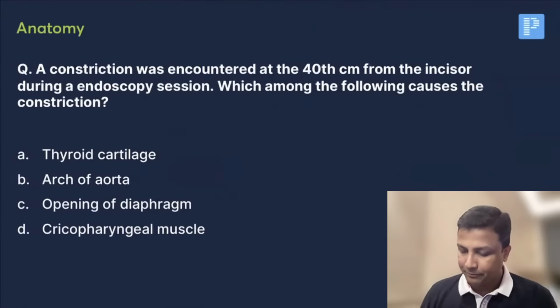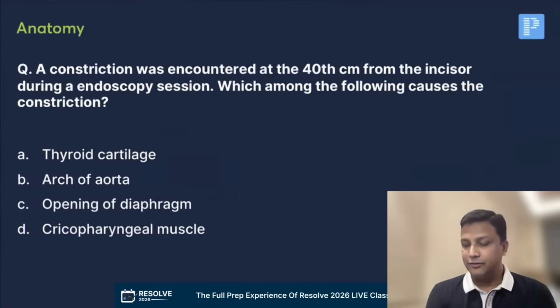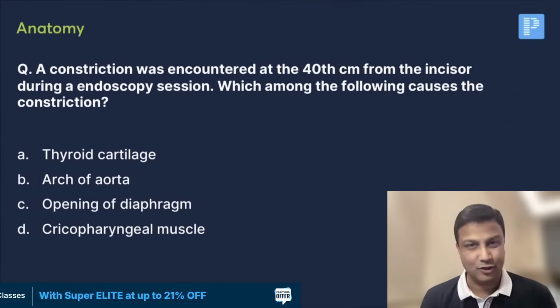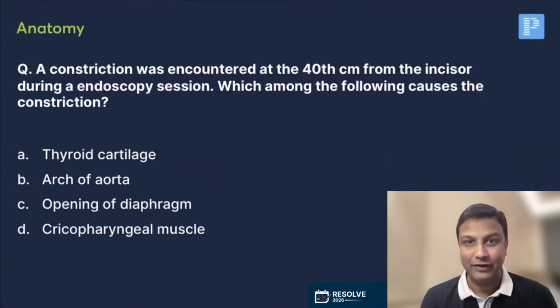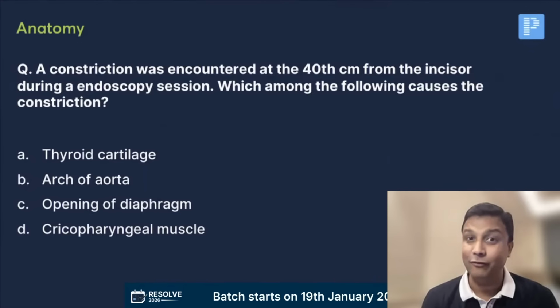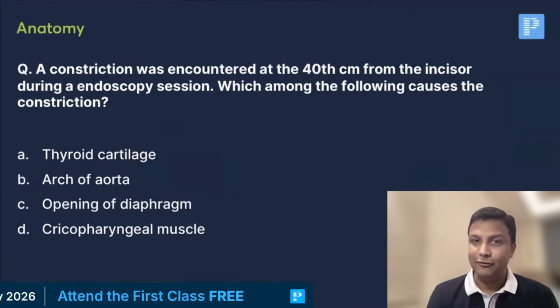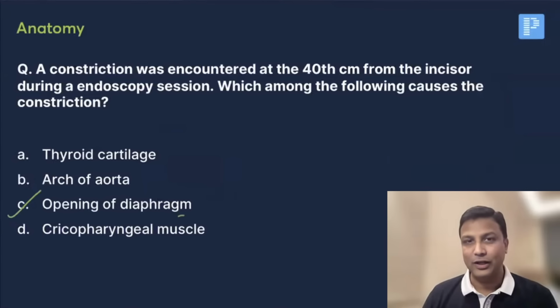Okay, fine. A constriction was encountered at the 40th centimeter from the incisors during an endoscopy session. Which among the following causes the constriction? Constrictions of the esophagus, we have revised in the thorax topic, and I told you they will be at 15 centimeter, 23, 28, and 40. So in the esophagus you have 4 constrictions, and at 40 centimeter it is crossing the diaphragm. So yes, that is when the esophagus goes through the diaphragm.